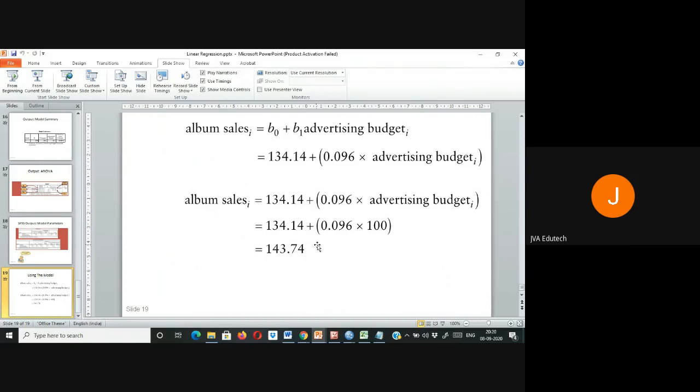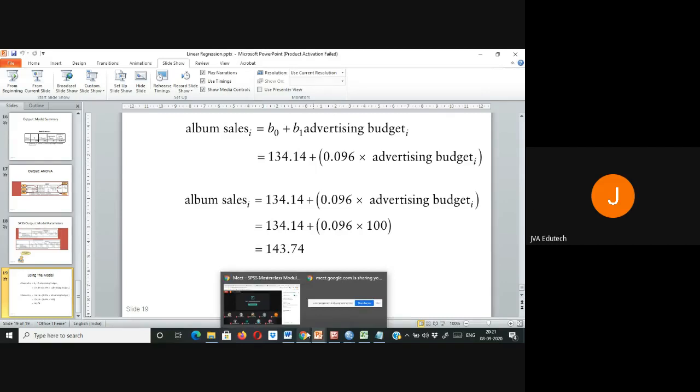For every 100 pounds, you can predict 143 at any given point of time. Based on the previous data, you can say that even after 1 year at any given point of time, if we spend 100 pounds, the number of sales of the album will be 143.74. Right? Okay.